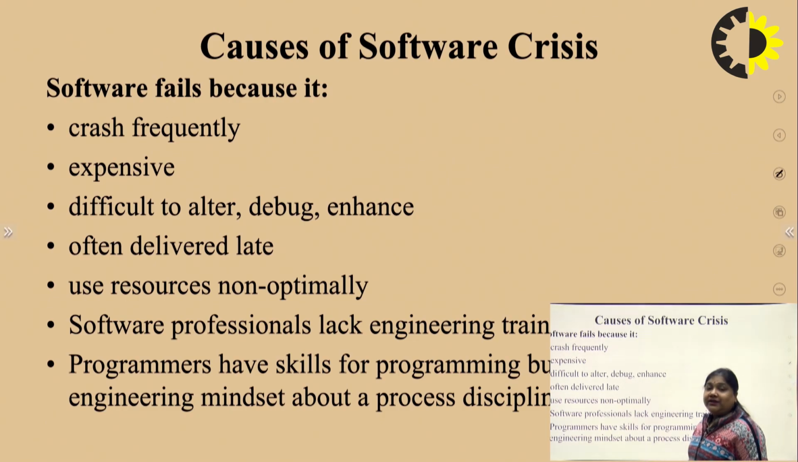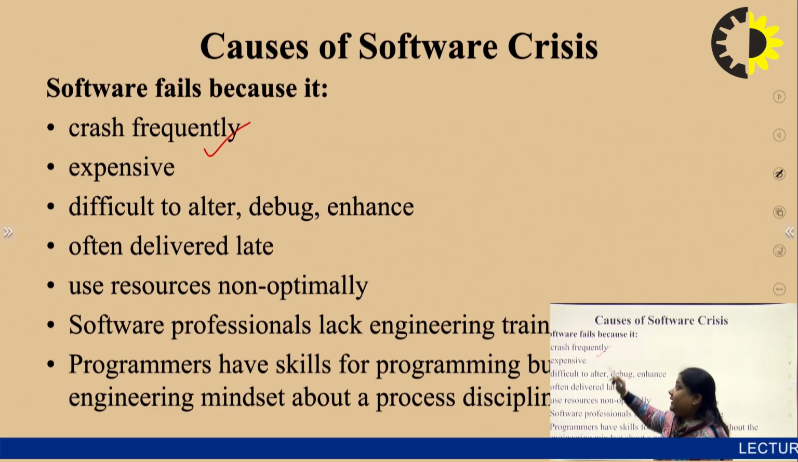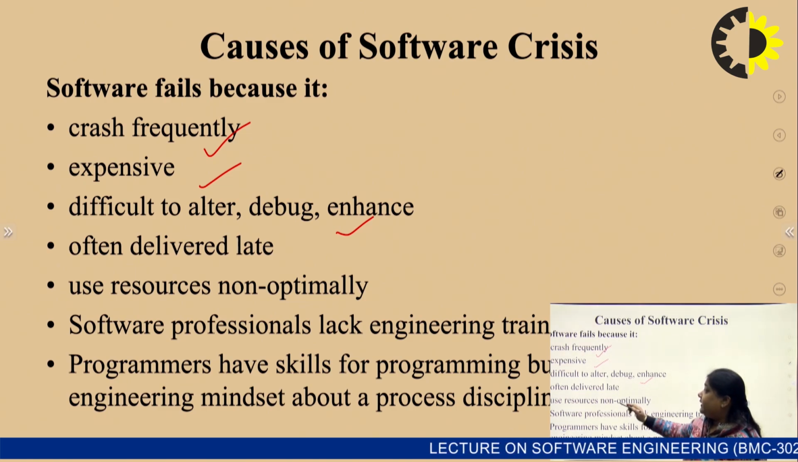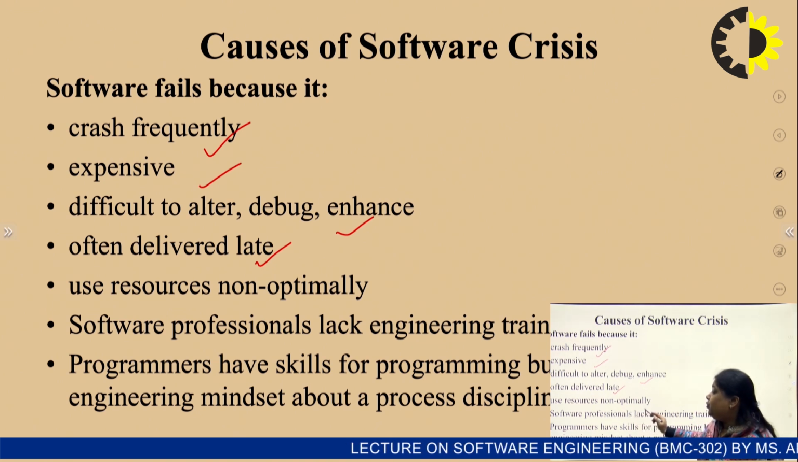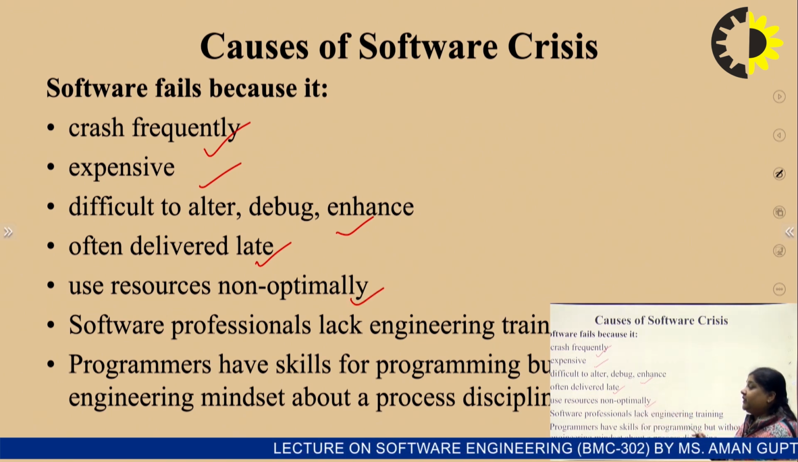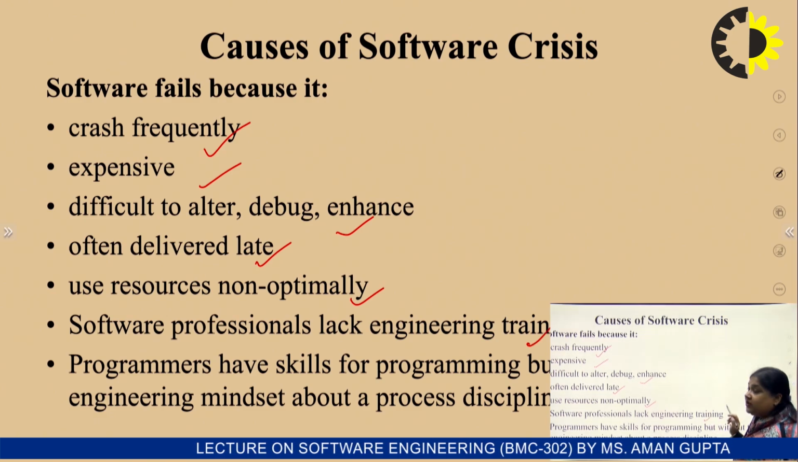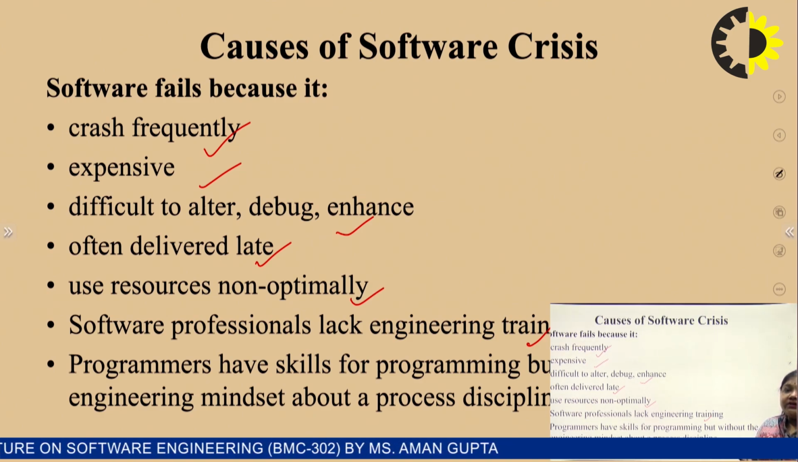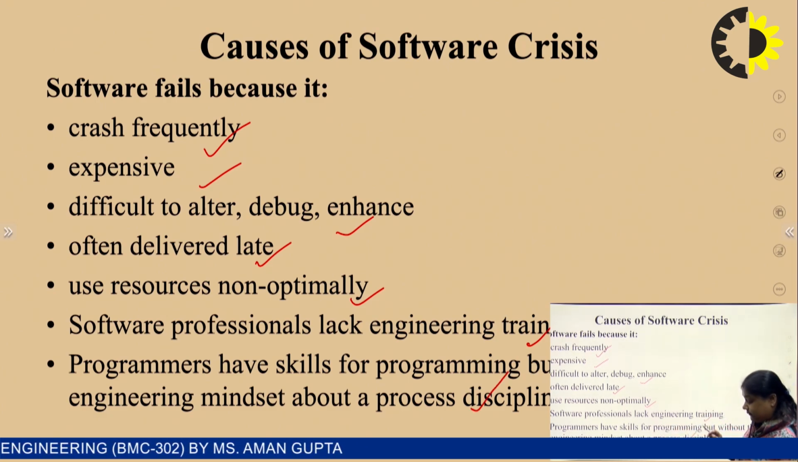And what is the reason behind why software fails? First of all, it can crash frequently, it is expensive, and it is difficult to alter, debug, and enhance. These may be the reasons for software failure. It is often delivered late and uses resources non-optimally. Software professionals lack engineering training. Programmers have skills for programming, but without the engineering mindset about process discipline. So these are the reasons for the software crisis.